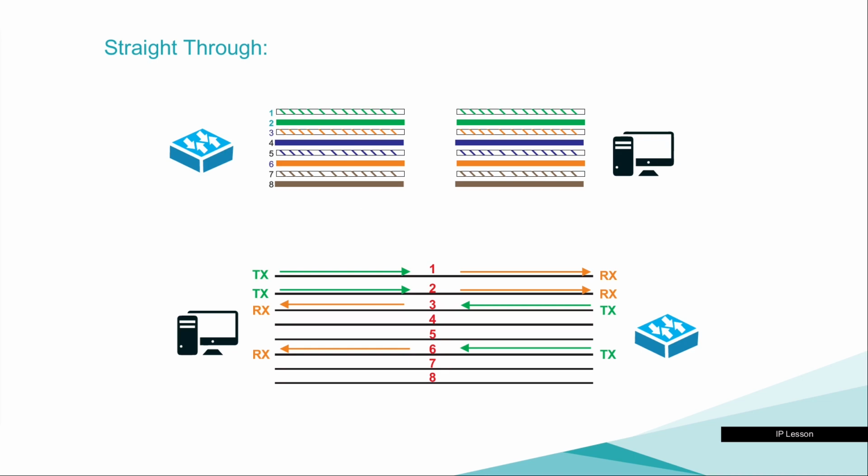The reason for that is because the computer will transmit, TX stands for transmitting. So the computer will transmit the data on pins 1 and 2 and receive data on pins 3 and 6. The switch on the other side is receiving data on 1 and 2 and transmitting data on 3 and 6. So the straight through cable will work between those devices.